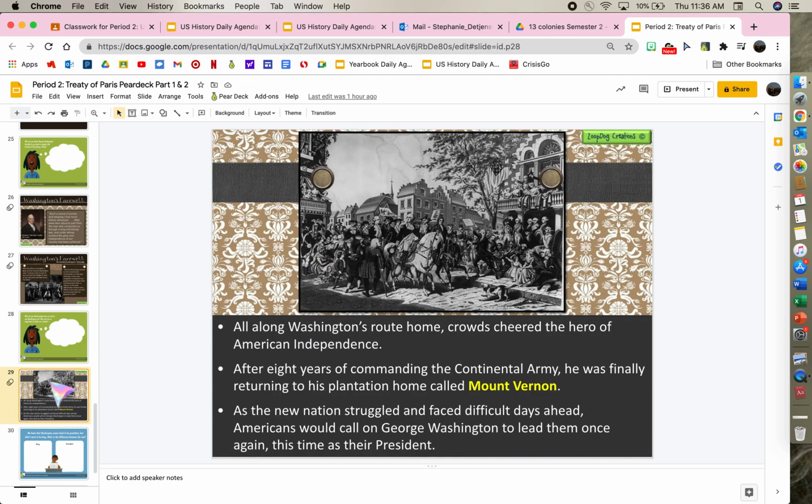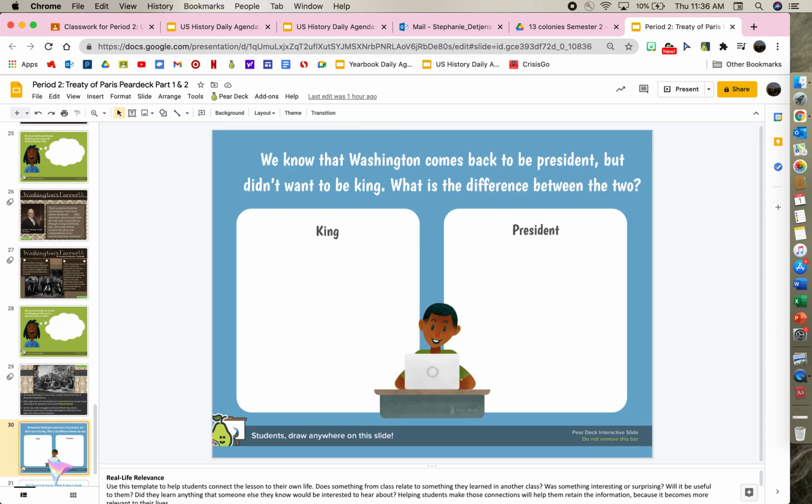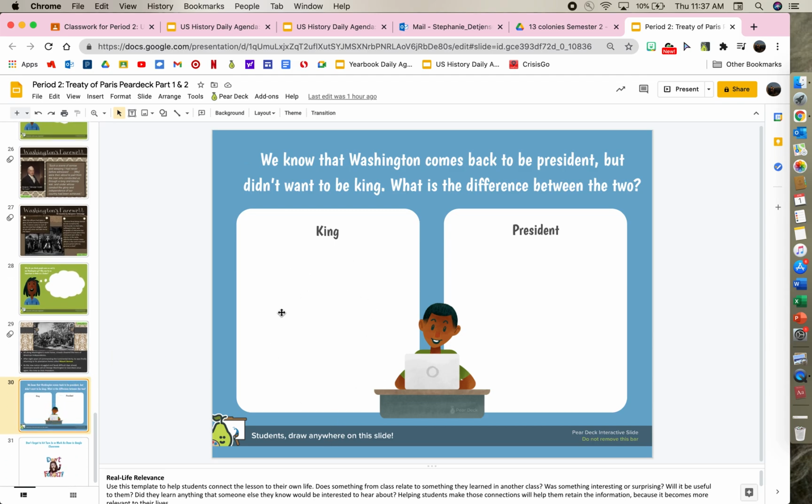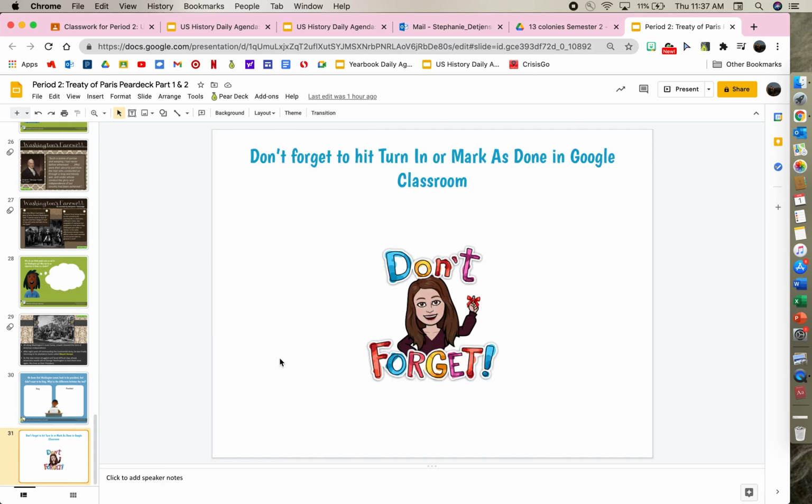And then afterwards, you're just going to read about basically where he went and what's going to happen in the future. Now, we know that Washington is going to come back to be president, or I hope you know that he was our first president. But it's really important to know the differences between a president and a king. He was very clear about he didn't want to become a king, but he was okay with being a president. So why would he be okay with a president? What's the difference between a king and a president? So you'll go ahead and you can either draw two things or you can write two things, type them up. And then afterwards, it just says don't forget to mark as done in Google Classroom.